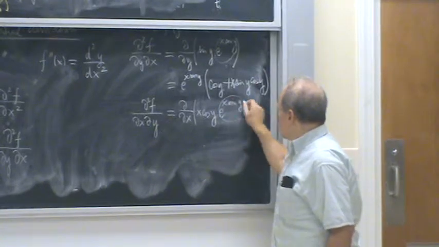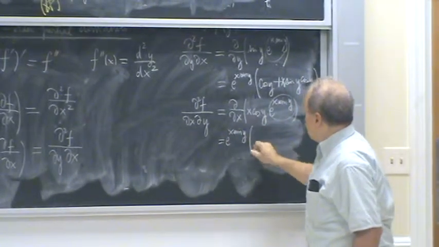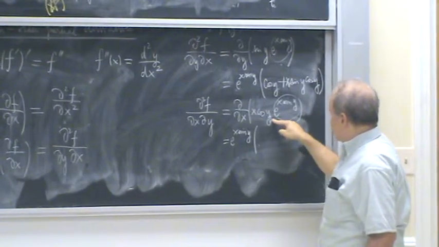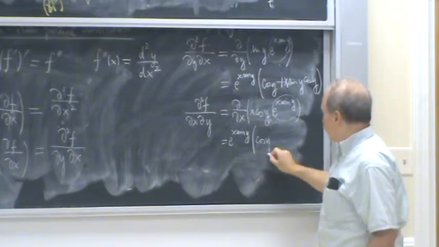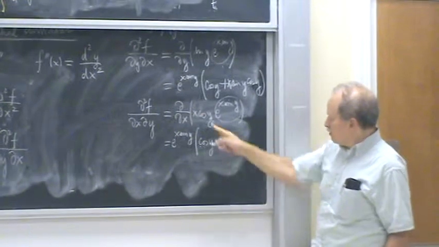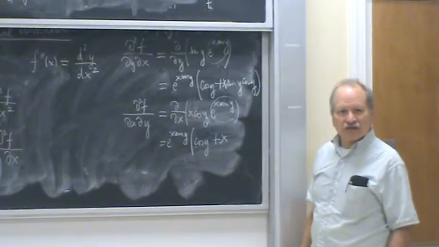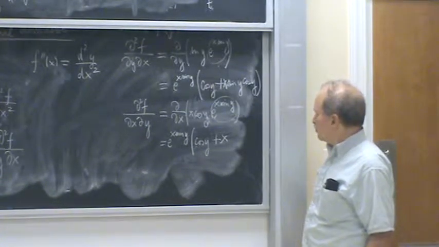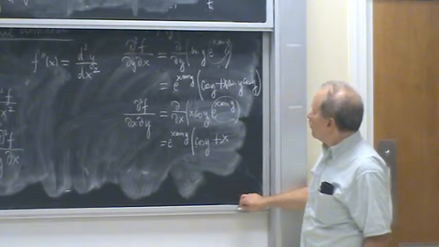So again, the exponential is going to factor out, so I'm going to factor it out. I have the derivative of this term times the exponential. Well, with respect to x that is just cosine y. Now I have to take plus x times the derivative of this stuff. So I get the same thing. Did we screw up? No. No, it's the same thing.